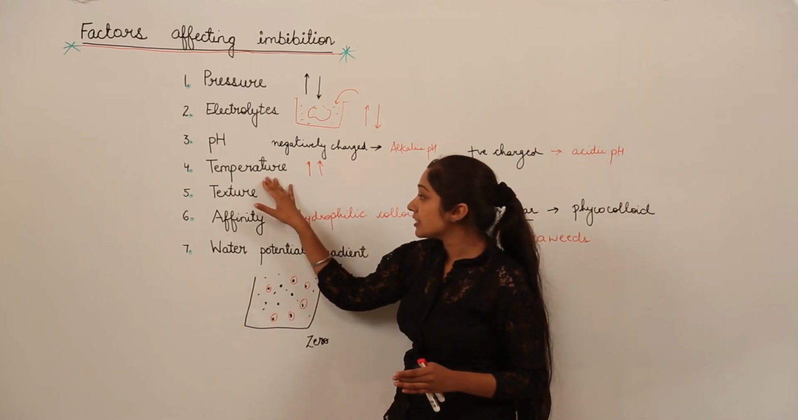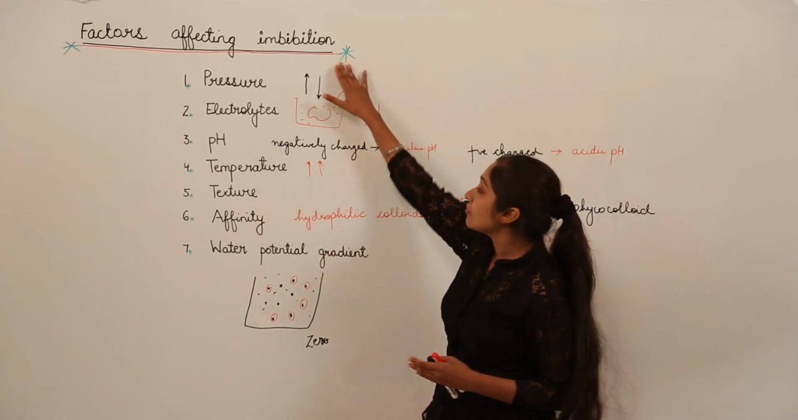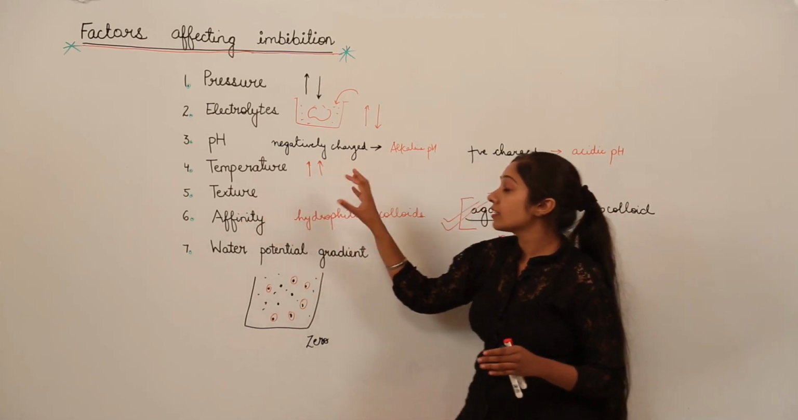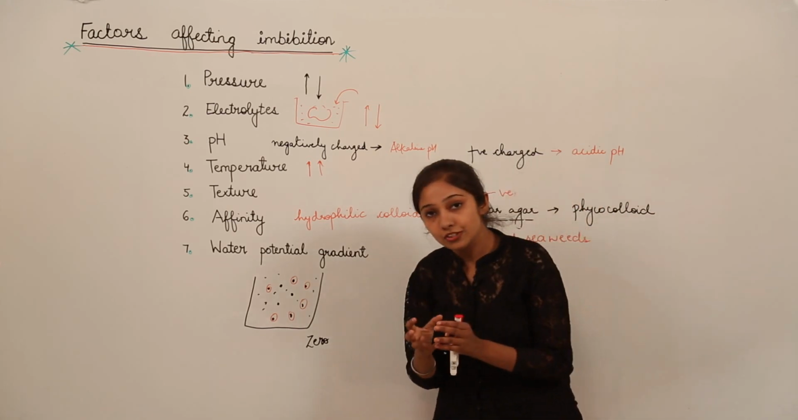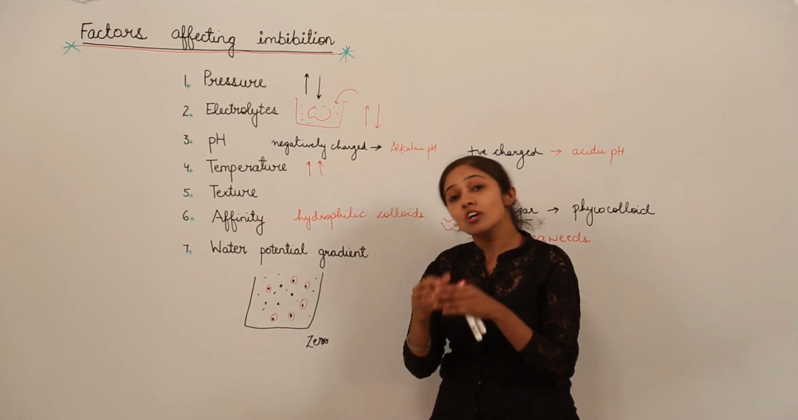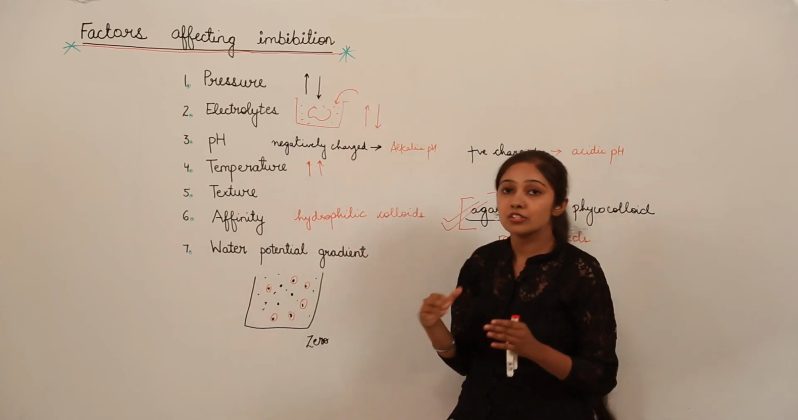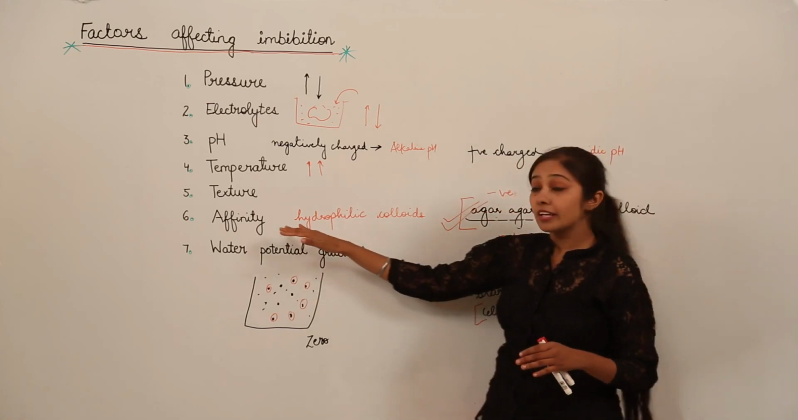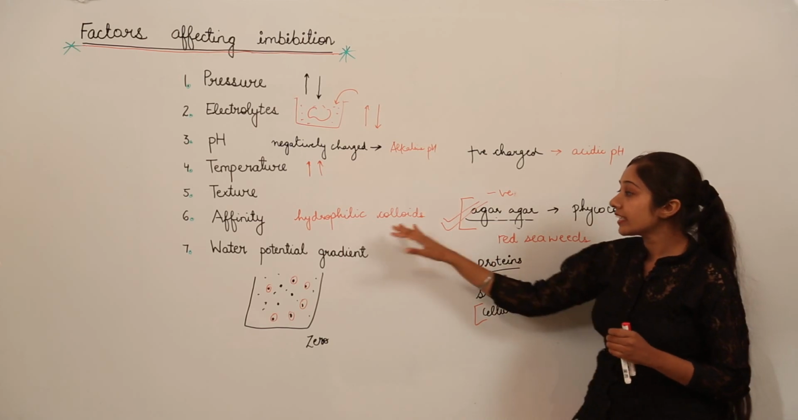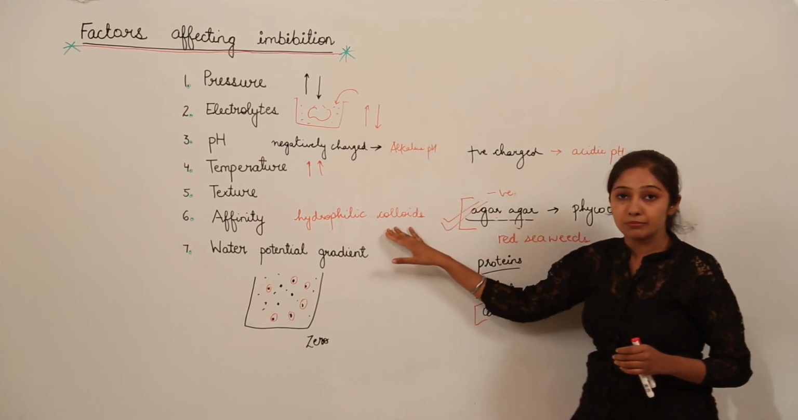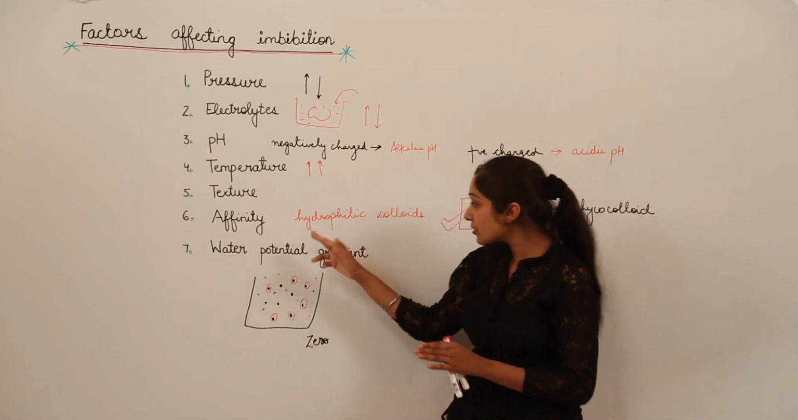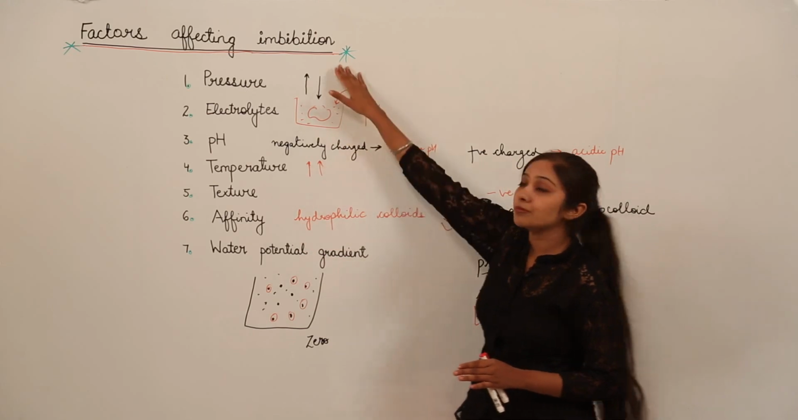Then if you talk about temperature, when you increase the temperature, the rate of imbibition is also going to increase. When you talk about texture, if there is a hydrocolloid which has a very dense texture, this is going to lead to a slower rate of imbibition. If the texture is not so dense, then obviously the rate of imbibition is going to be faster. Then if you talk about affinity, hydrophilic colloids should be there, meaning water-loving colloids, so that they can absorb water and show this process, that is imbibition. But if there is no affinity, if they are not hydrophilic, they are hydrophobic, the opposite of hydrophilic, they are not going to show the process of imbibition.